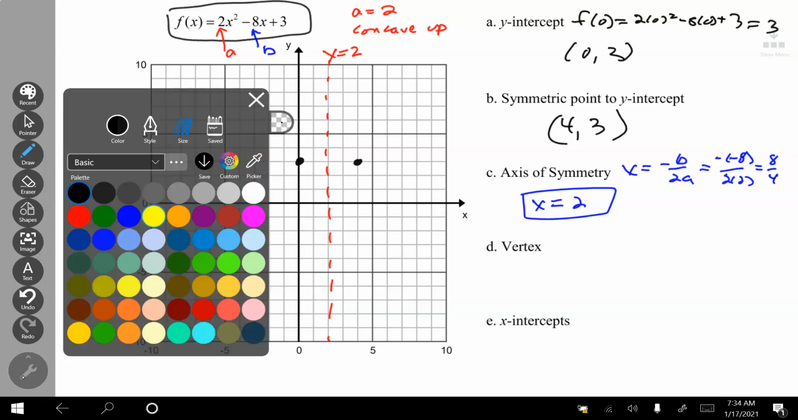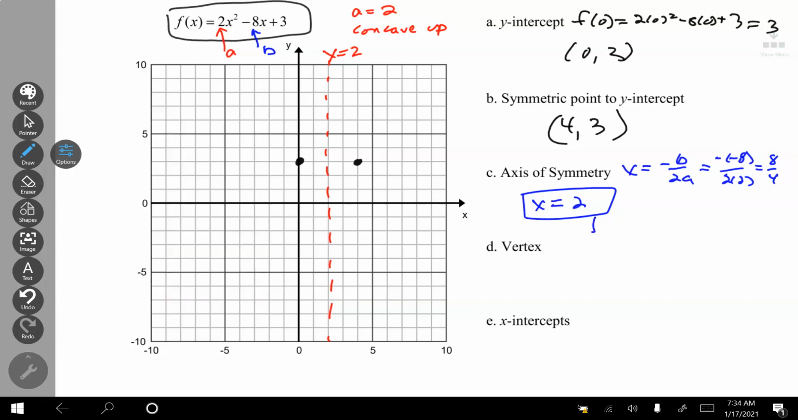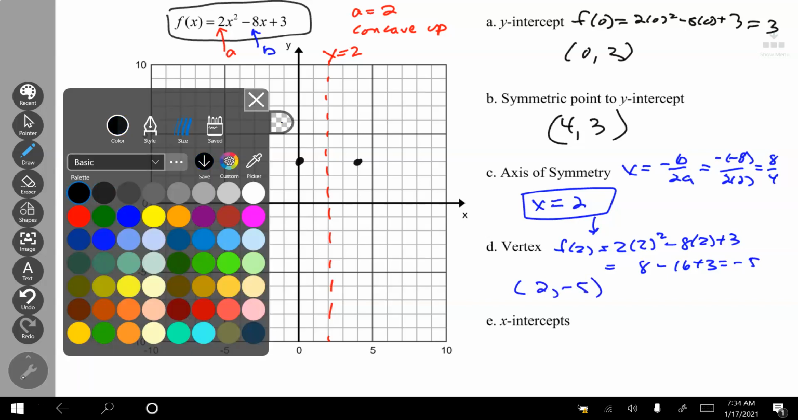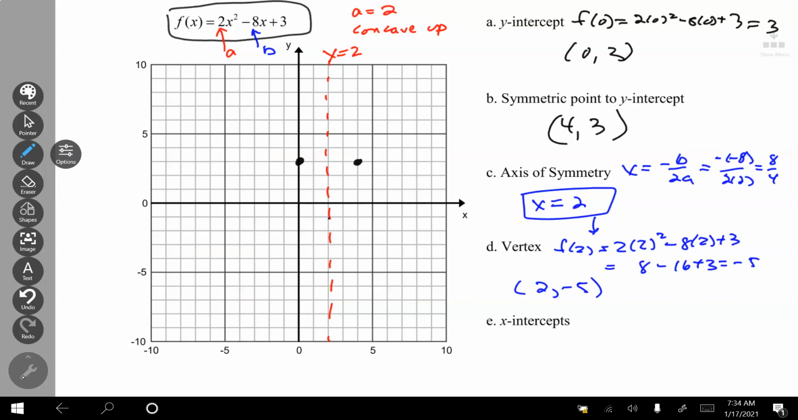But I could use this 2 value to find the vertex by doing f of 2, which is going to be 2 times 2 squared minus 8 times 2 plus 3. 4 times 2 is 8 minus 16 plus 3. I get negative 5 as a result. So my vertex is 2, negative 5. And I could plot that point right here.